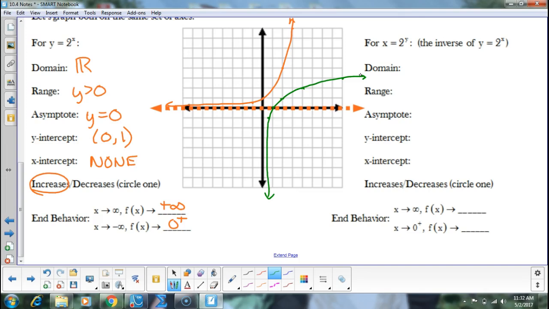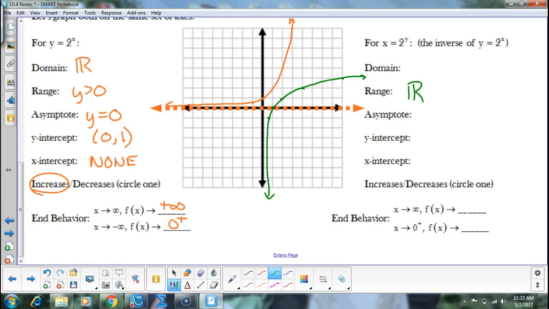Okay, range. All real numbers, right? Because it's going all the way down, and as we're going to the right, it's still creeping up. It's not creeping up very fast, but it's still going up. Okay? So my range, I would agree with all real numbers. Okay, wait a second.